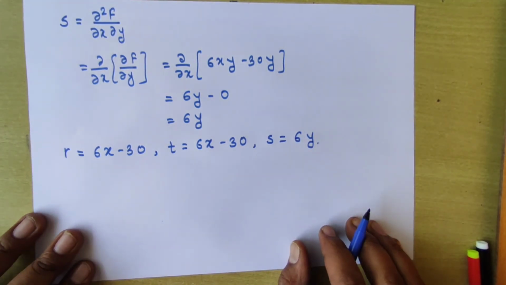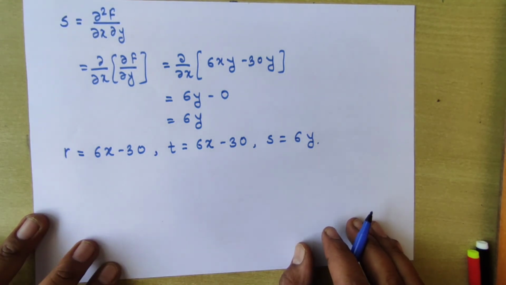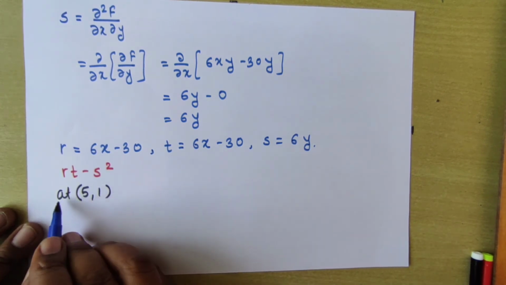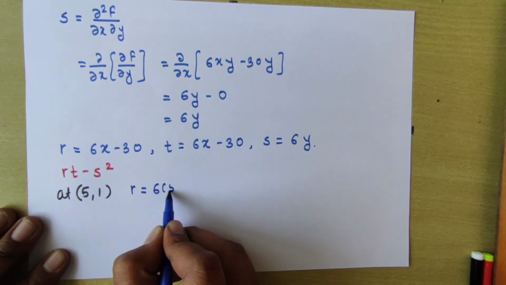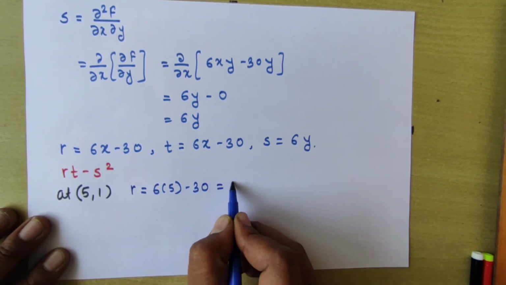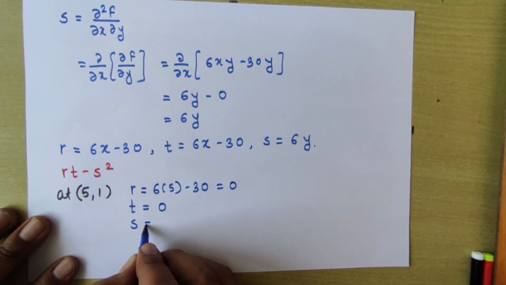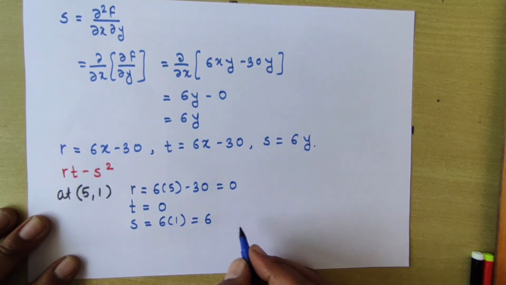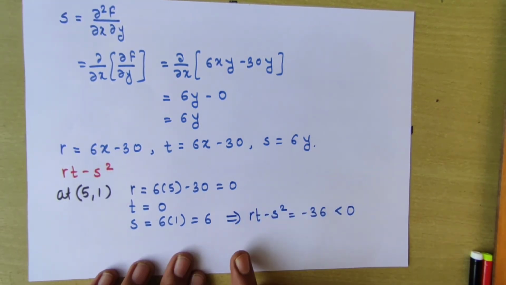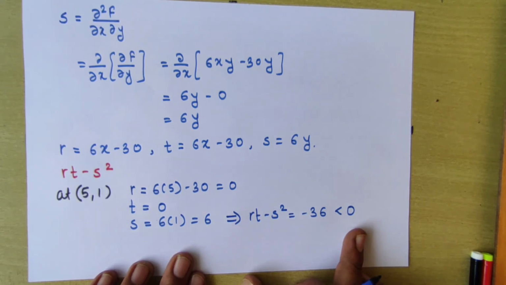Now what is our job? Our job is to find out the value of rt - s². So at the point (5, 1), the value of r is equal to 6 into 5 - 30, that is equal to 0. Similarly, the value of t will become 0, and value of s is equal to 6 into 1, that is 6. So if you observe, rt - s² is -36, that is less than 0. That means there is neither maxima nor minima for this particular point.